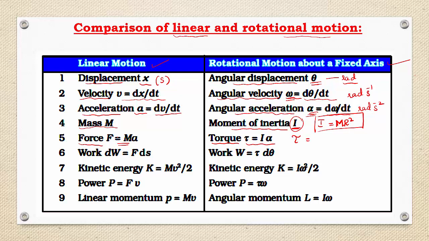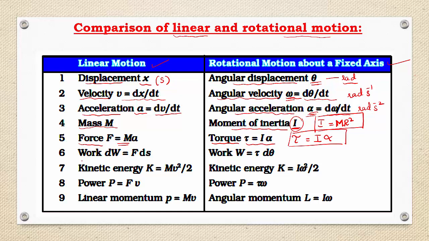Tau equal to. Here they had written mass, m into a. F equal to ma. So mass is major here for linear. For rotational, instead of mass, we have to consider moment of inertia. And in place of acceleration, we have to write angular acceleration alpha. So tau equal to I alpha for rotational motion, F equal to ma for linear motion.